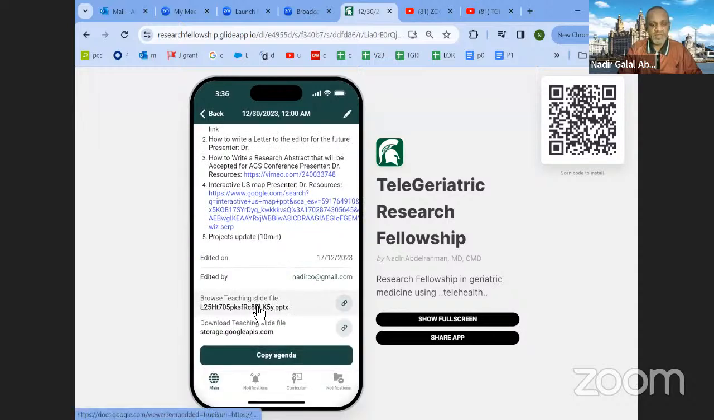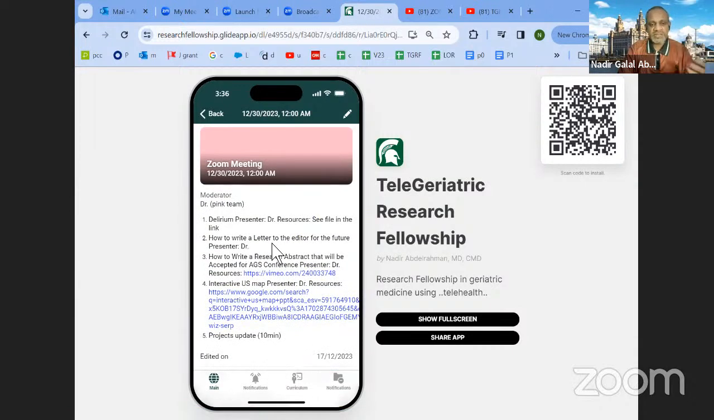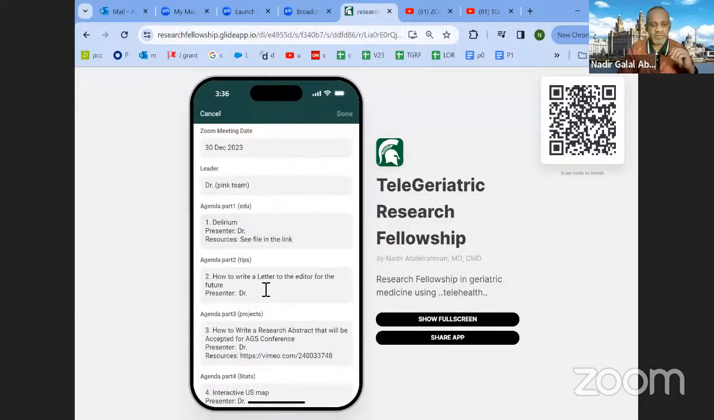Usually the topic will be created from a slide presented by the American Geriatric Society. It's a teaching slide, but you can update that information. So the slide might be here; you can look at it and update it. Next topic, how to write a letter to the editor, for example. Another group of you may want to work together on this topic, so they can put their names here, and then they will present A, B, and so forth.